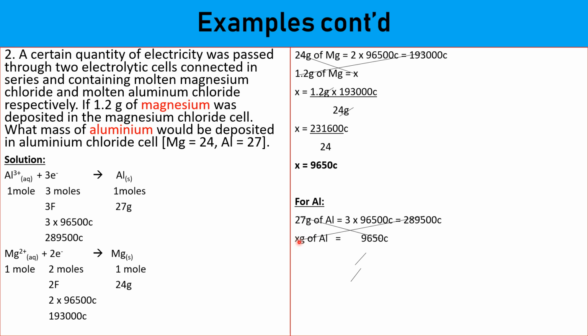So we don't know it. We represent that with X. So X gram of aluminium will be deposited by this quantity of electricity. So how do you get X? Make it subject of the formula. Then we have 27 gram times 9,650 coulomb divided by 289,500 coulomb. So coulomb cancels coulomb. Then the product of these two will give you this. So the mass of aluminium that would be deposited by this quantity of electricity is equal to 0.9 gram. So if we use the formula method, we are going to get the same answer as what we have here.